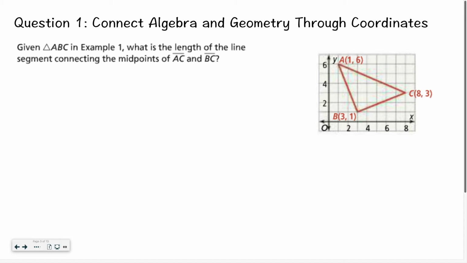But why don't you look at this triangle ABC and find the length of the line segment connecting the midpoints of segment AC and segment BC. So I want the length of the line, so that tells me I'm going to do distance, but I'm going to do distance with the midpoint. So first start by finding the midpoints, then find the distance between the midpoints. Good luck.